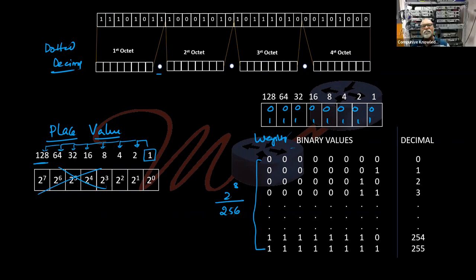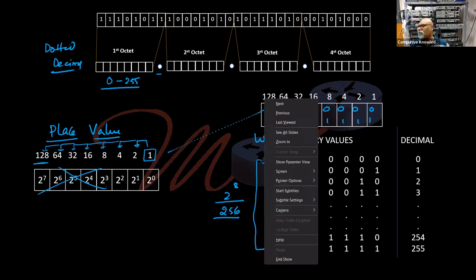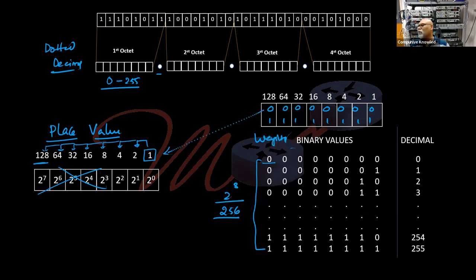256. So every octet will have a number ranging from 0 to 255. How? 256. But first one is all zeros. When you put a place value multiplied by weightage, place value multiplied by weightage.